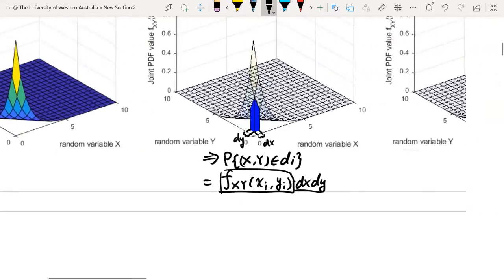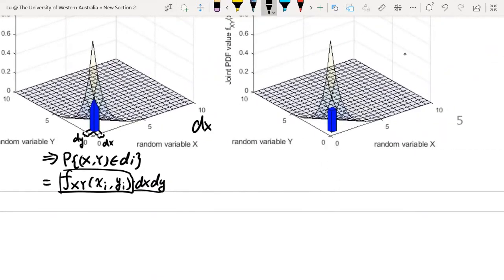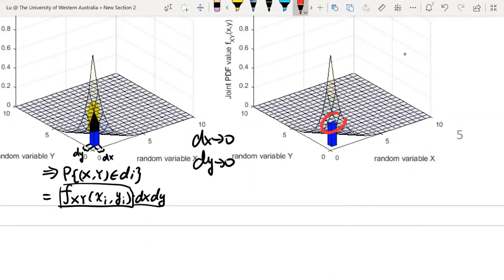And because dx and dy are very small, approaching 0, we can assume that within the di region, the value of the joint PDF is a constant. In other words, we do not need to consider the sharp and varying value of the joint PDF within this small region di. We can assume it is a constant within the di region, so that we can make this calculation much easier.